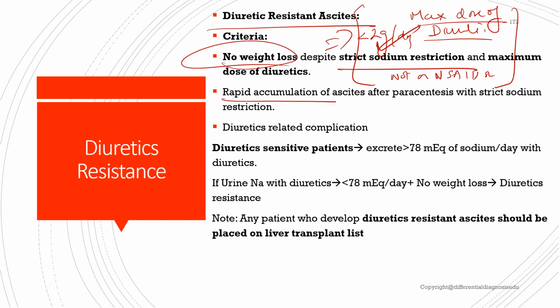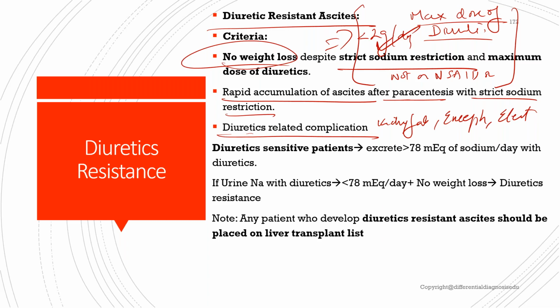And then rapid accumulation of ascites after paracentesis with strict sodium restriction, or the patient developed a diuretic related complication like kidney failure, hepatic encephalopathy, or severe electrolyte abnormalities. This is the criteria for diuretic resistant ascites.